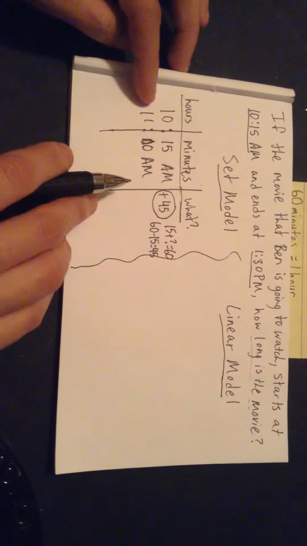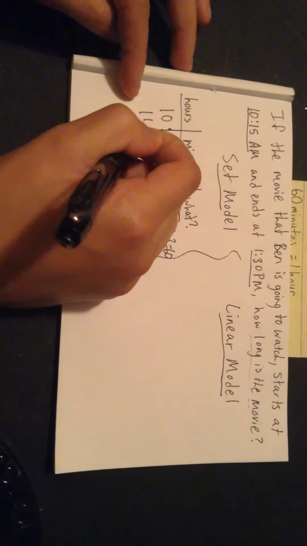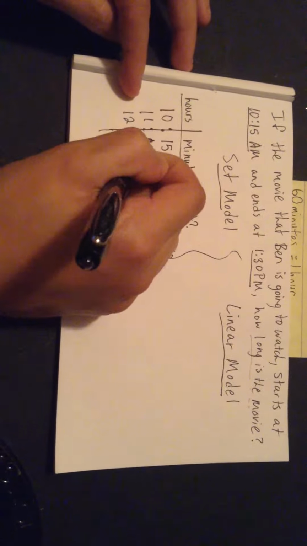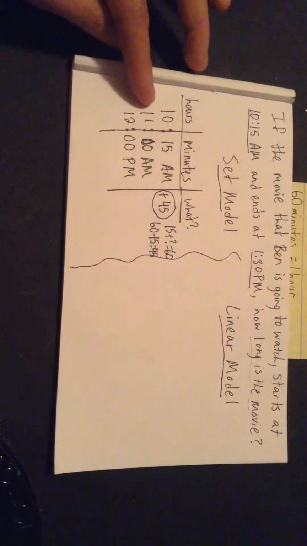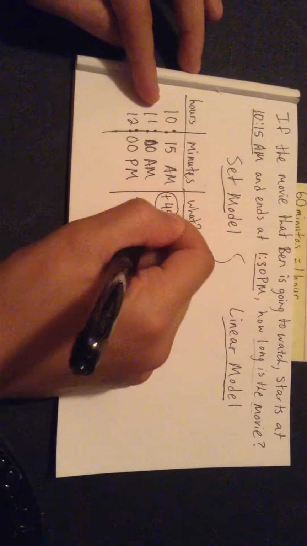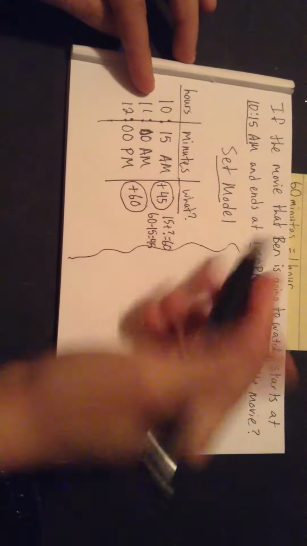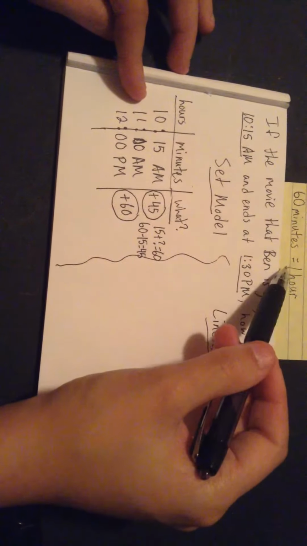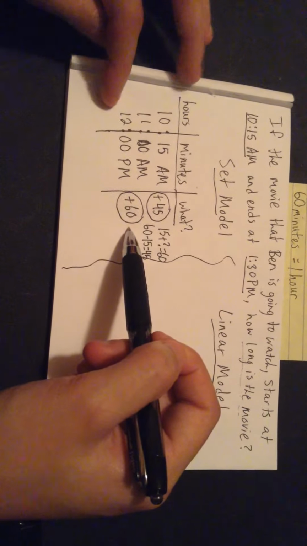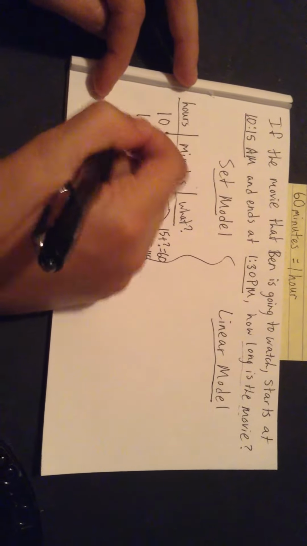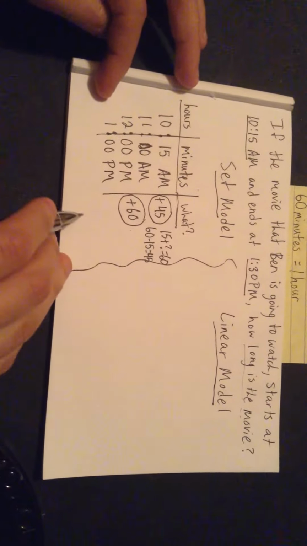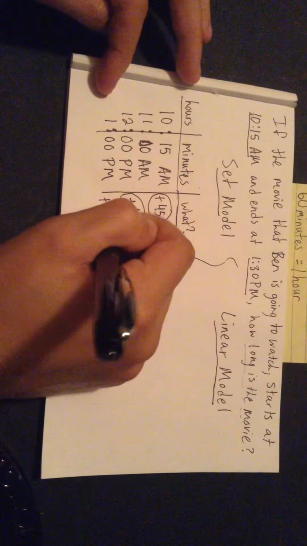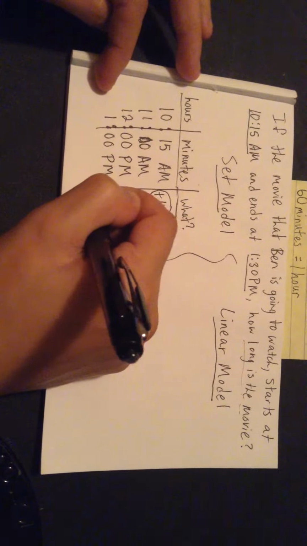So to jump to the next hour, which would be 12, but since it's noon, it wouldn't be 12 a.m., it would be 12 p.m. Now you're just jumping an hour, so you could put plus 60, because we know that 60 minutes is the same as 1 hour, so plus 60. And then the next hour would be 1 p.m. So we added another 60 minutes, or another hour.